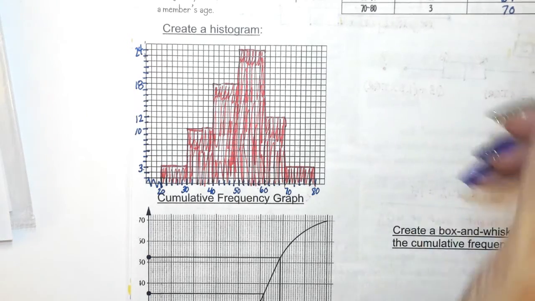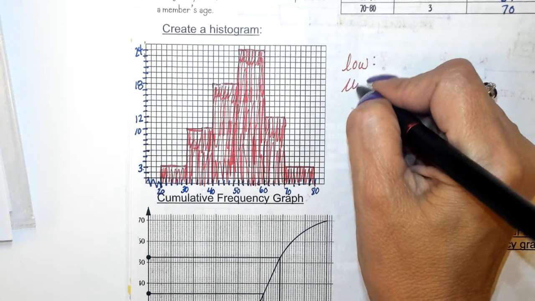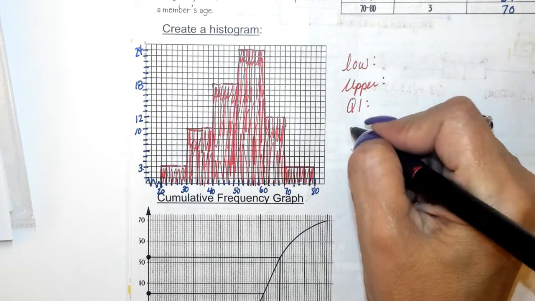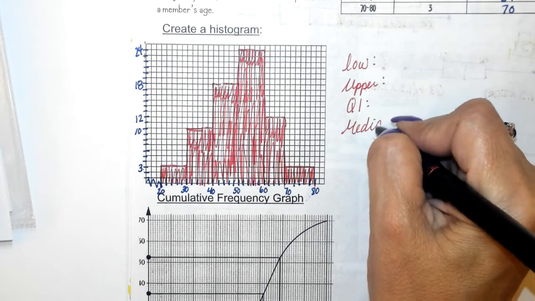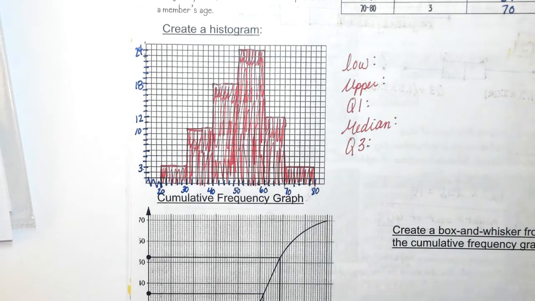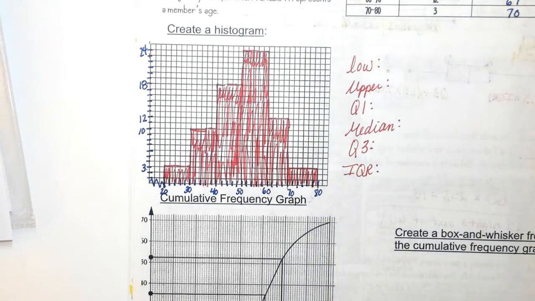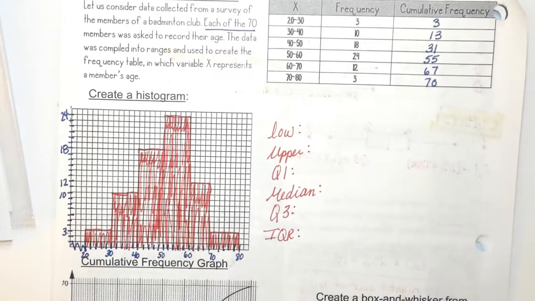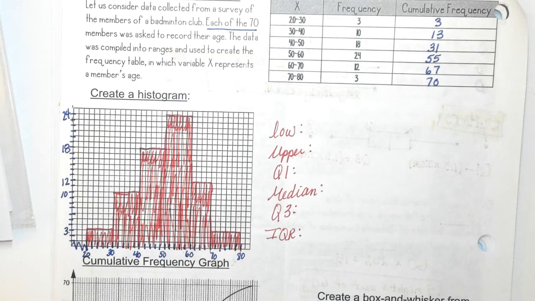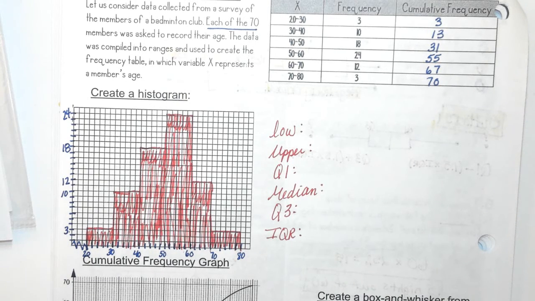All right, let's label all this: the lower boundary, the upper boundary. Let's do Q1, the median, and Q3. Oh, and let's do the IQR. I would encourage you to pause your video here and see if you can do that, and then come back and turn your video back on.